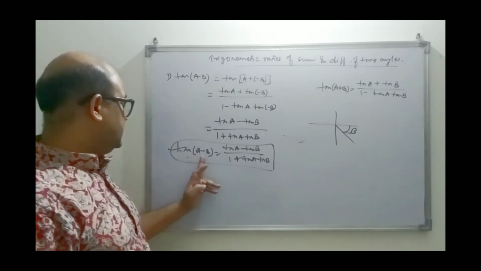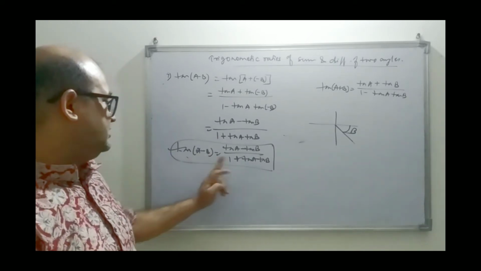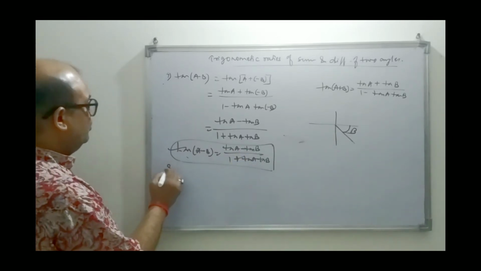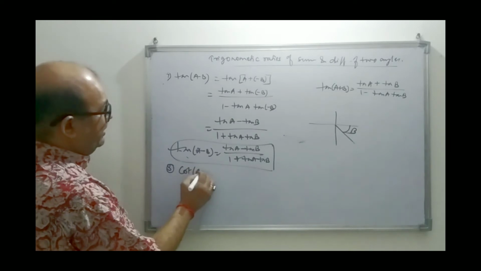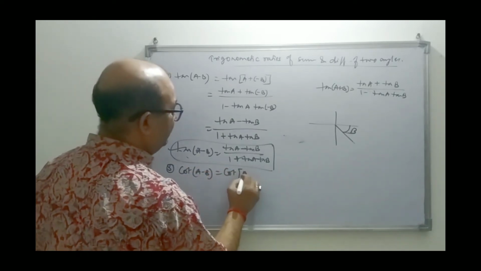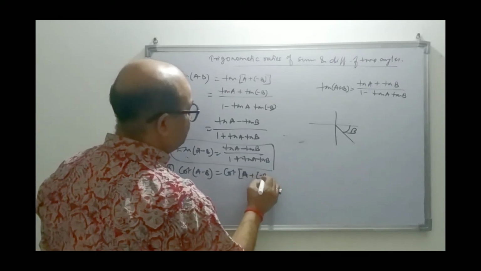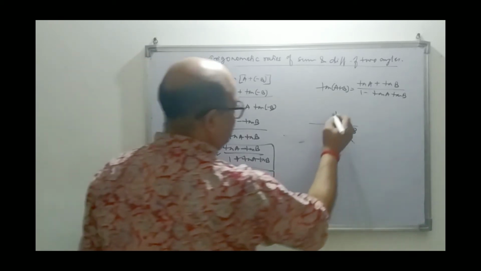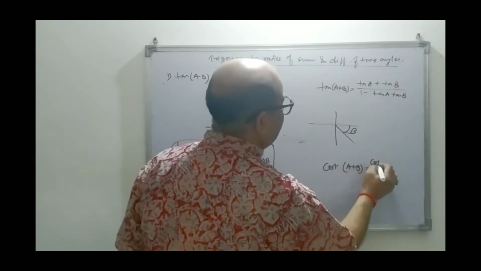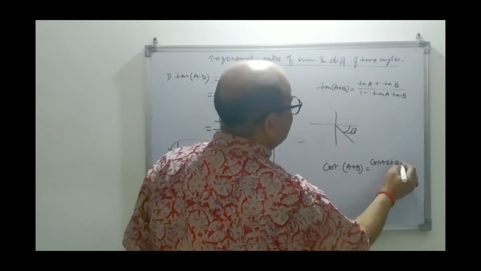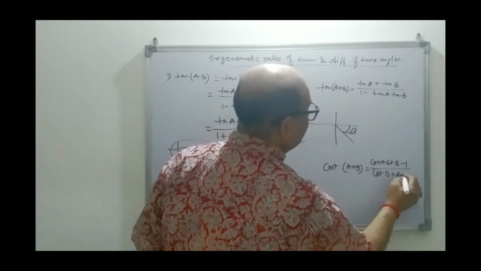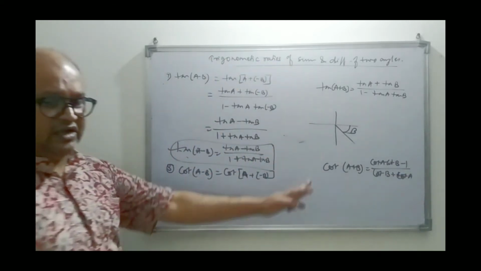So if you change the sign, instead of plus you are writing minus, the sign of these two places again gets changed. Now let us go to cot(A minus B). That can be written as cot(A plus minus B). We know cot(A plus B) equals (cot A cot B minus 1) upon (cot B plus cot A). This was proved right now.